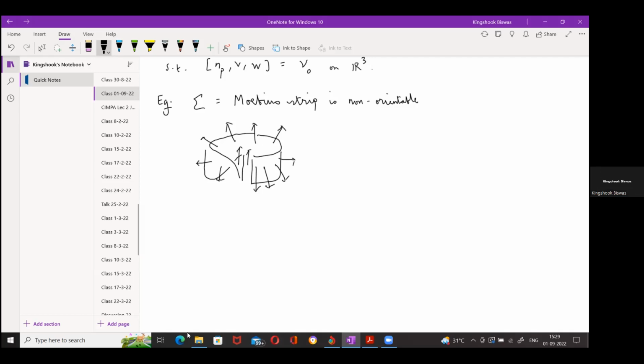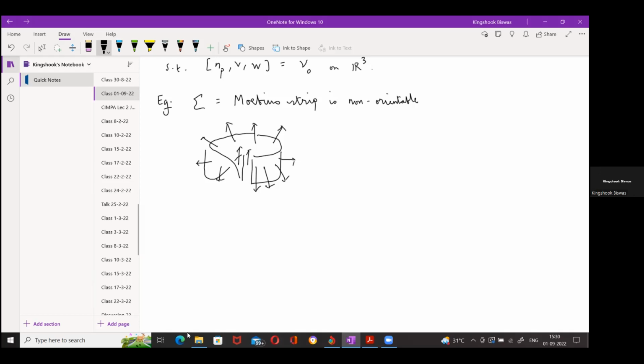The Mobius strip has only one side, right? If you put your finger on one side, that will determine a normal vector. But as you move your finger along the Mobius strip, you come back to the other side from what you started. So the normal vector will flip and you'll come back to the opposite normal vector. So you don't have a continuous normal vector field. So just to give you an example of a non-orientable manifold.